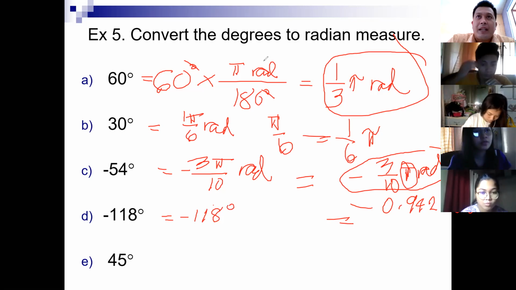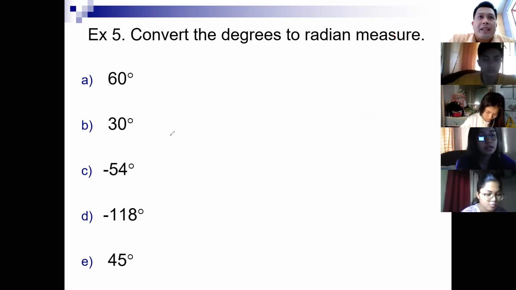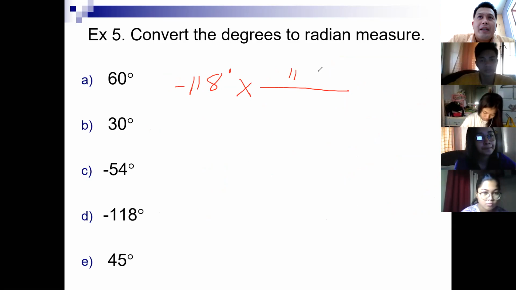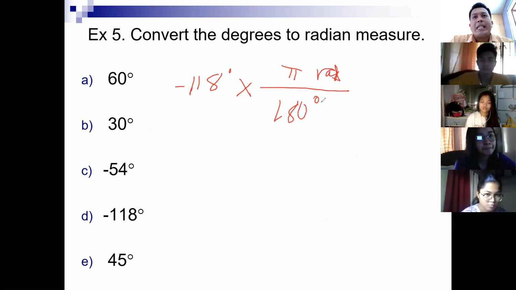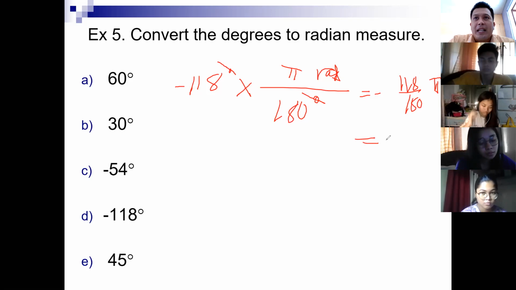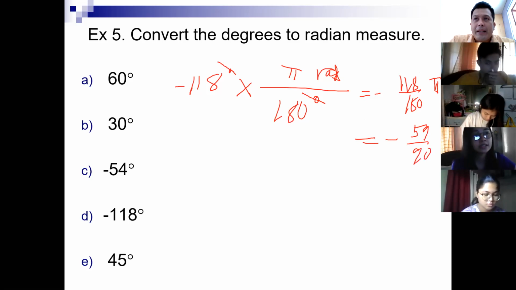Let's try to solve this one. I'll solve it here. So negative 118 degrees multiplied by pi radian over 180 degrees. Always have this as the solution. Cancel the degrees, you'll get negative 118 over 180 pi radian. Press that in your calculator, you'll get negative 59 over 90 pi radian.